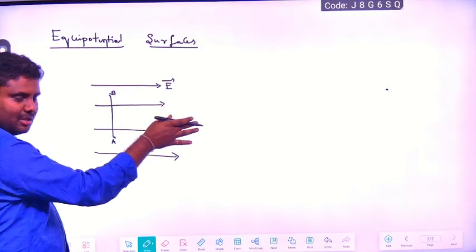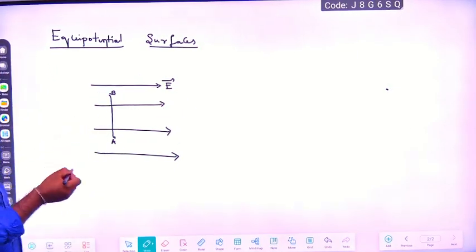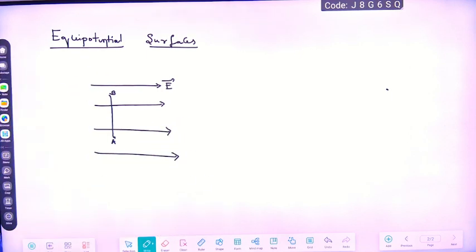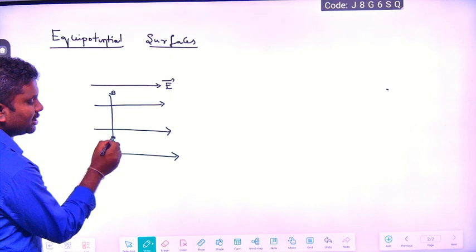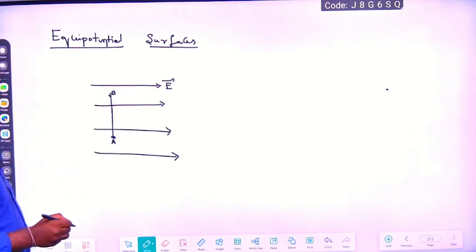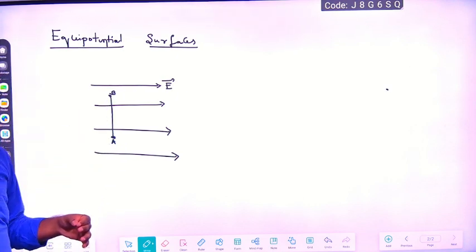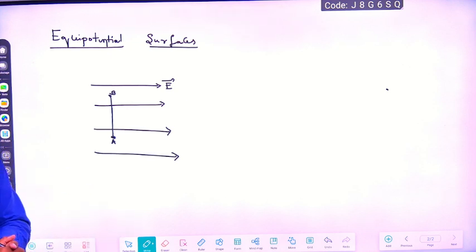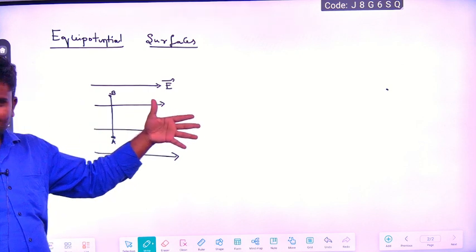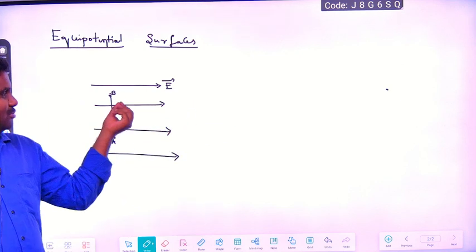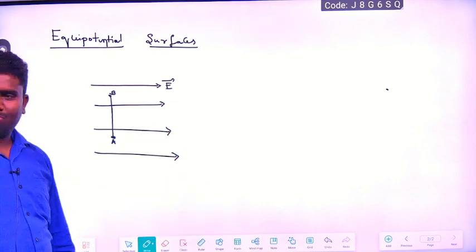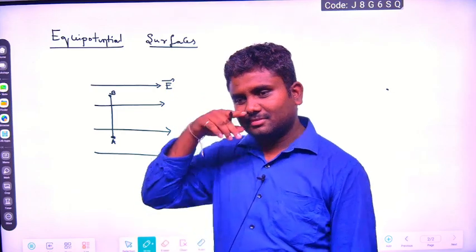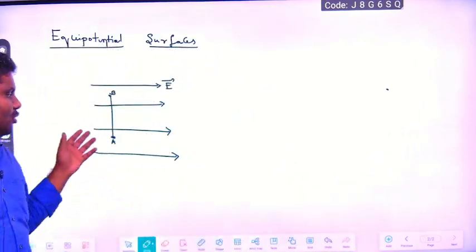They are moving in one direction, but they are perpendicular to the movement of the charge. I am moving the charge along the y-axis, but the field lines are along the x-axis. Understood? So, when I move the charge from A to B, what is the work done needed to move the charge? Is any work done required? Field lines are going like this, and I am pushing the charge. No work done. No force will act.